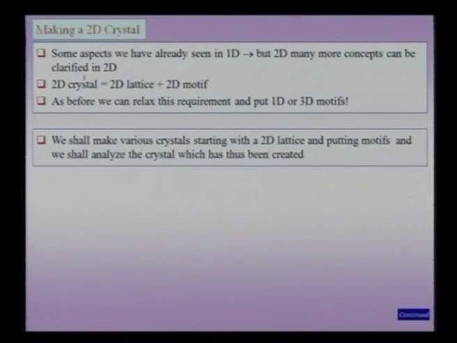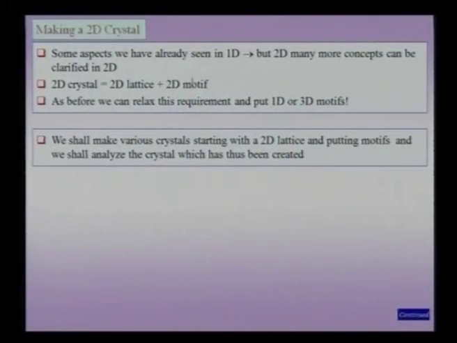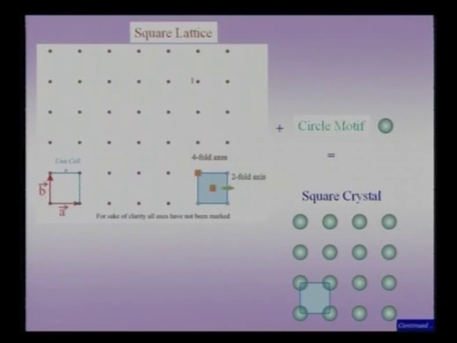So, let us construct some two-dimensional crystals, and we will be able to illustrate certain concepts which we could not illustrate in one dimension, especially related to rotational symmetry. As before, we can generate a two-dimensional crystal by starting with a two-dimensional lattice and decorating it with a two-dimensional motif. We can relax this constraint by putting either a one-dimensional motif or a three-dimensional motif to get a two-dimensional crystal. But for now, we will only consider two-dimensional motifs which will be used to decorate a two-dimensional lattice.